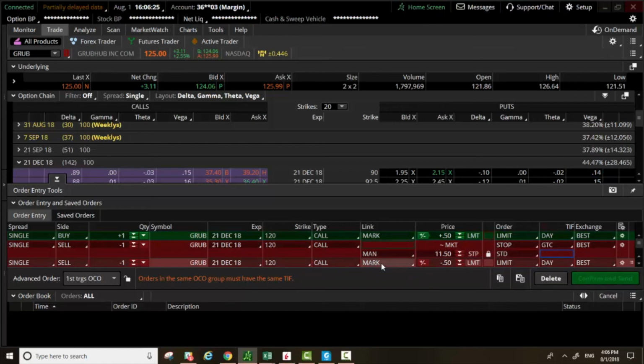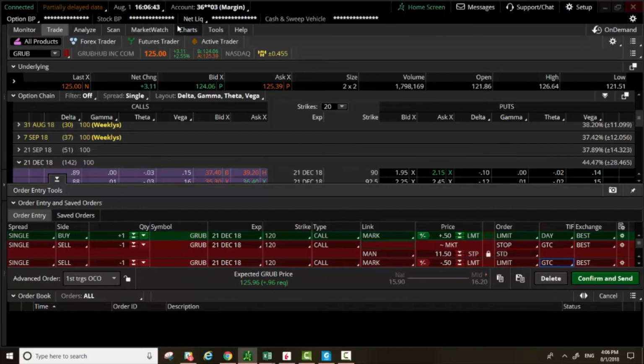This is our limit. Time in force. It says they have to have the same force, so we'll make this good till cancel as well. Actually, sorry, we can leave that day. We want to make this one good till cancel, and then it'll get rid of that little thing on us. So now we want to make our limit.